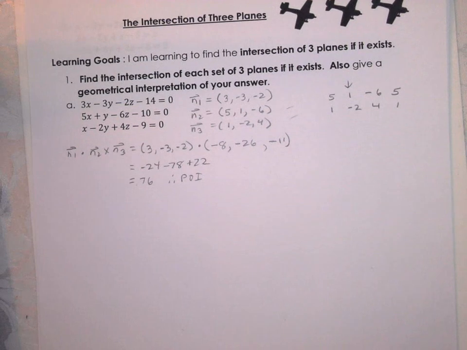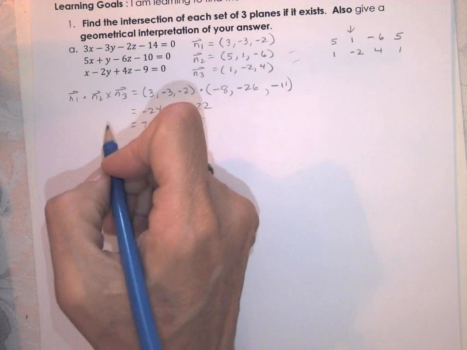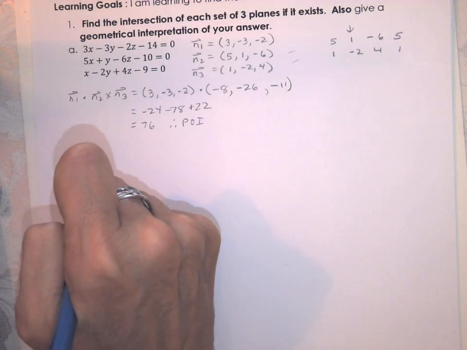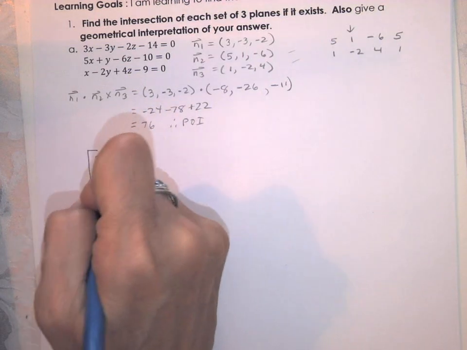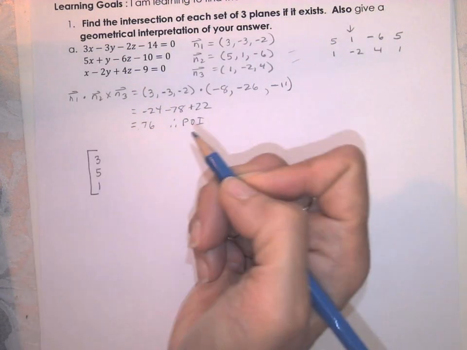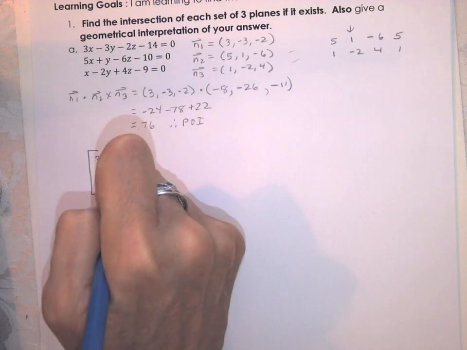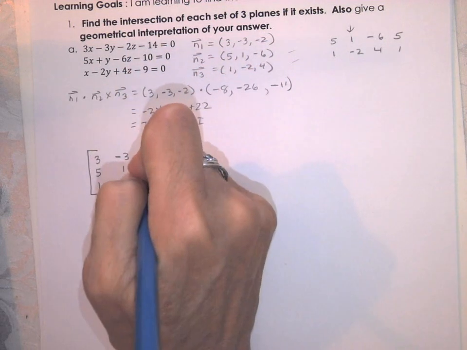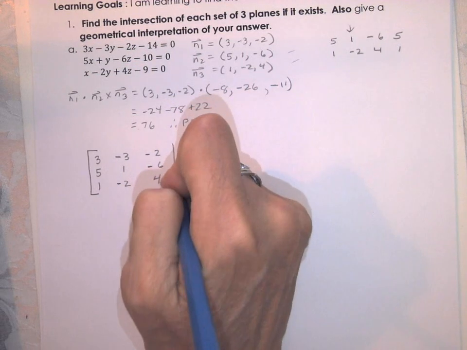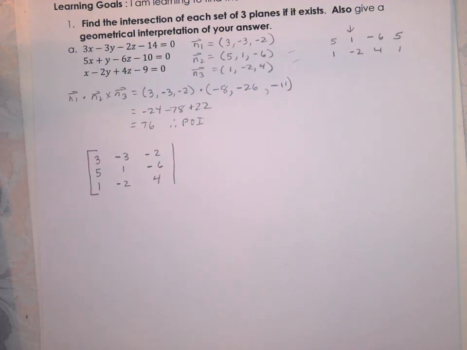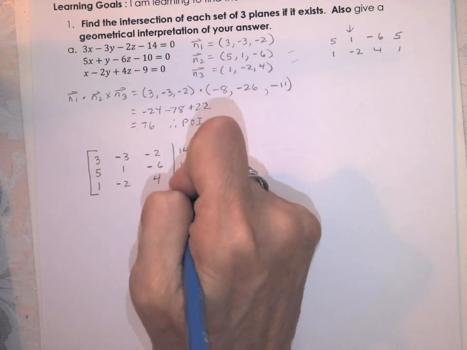Okay, so once we know there's a point of intersection, we're going to enter our equations into the matrix. So it's going to be an augmented matrix again. So we're going to put our coefficients of x in the first column, our coefficients of y in the second column, our coefficients of z in the third column, then a line that represents our equal sign, and then we move the constants over to the other side, so it's going to be positive 14, positive 10, positive 9.